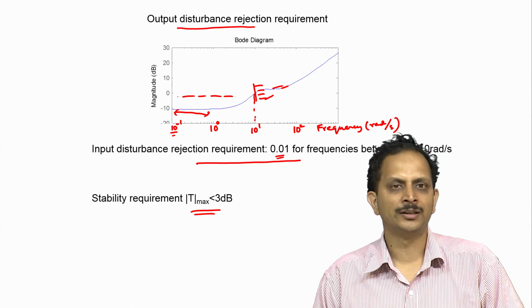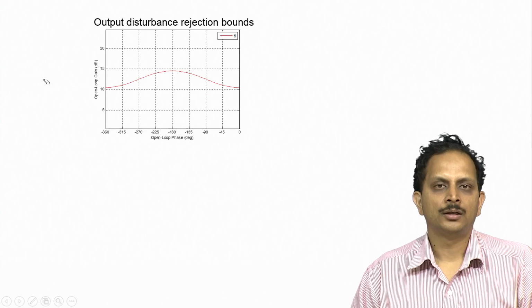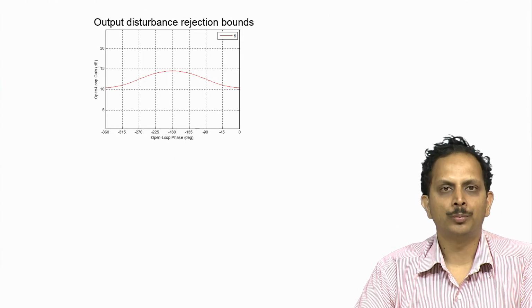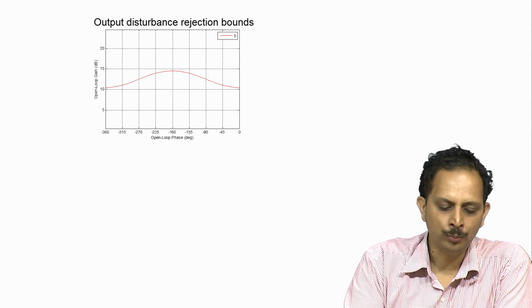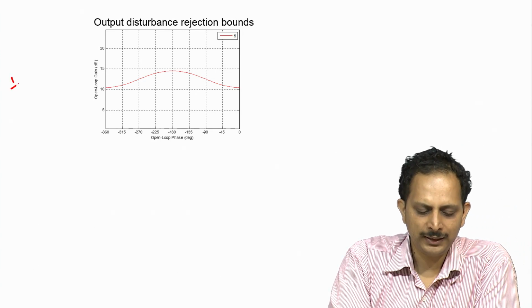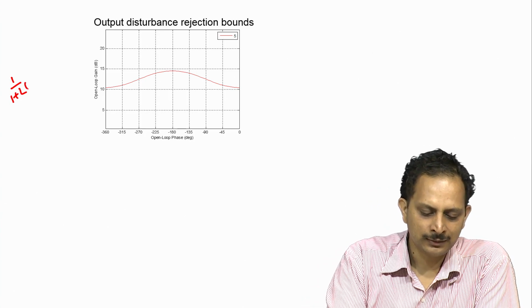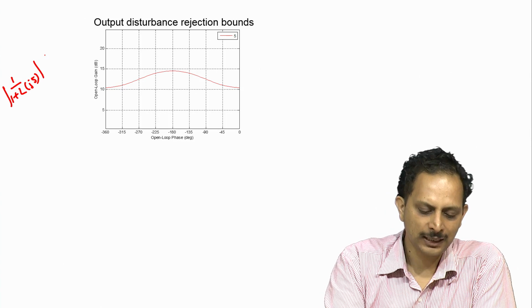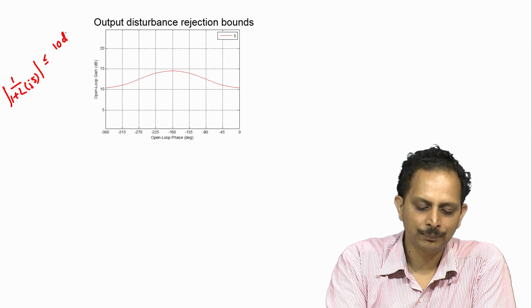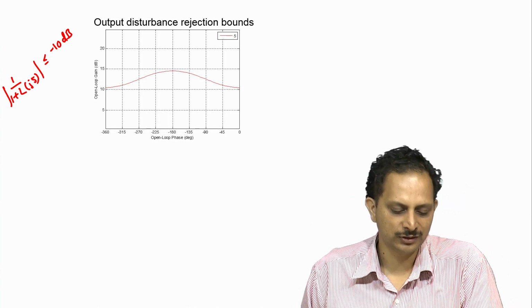So let us first start with one candidate frequency, namely 5 radians per second. In order for us to reject output disturbance, the transfer function that relates the output disturbance and the output is given by 1/(1+L). Now at 5 radians per second, the value of this transfer function is 1/(1+L(jω)), and the magnitude of this has to be less than or equal to minus 10 dB in order for us to reject the output disturbance.